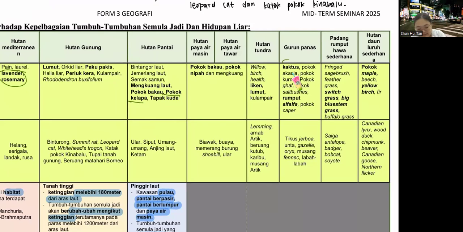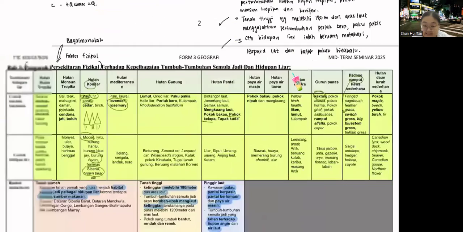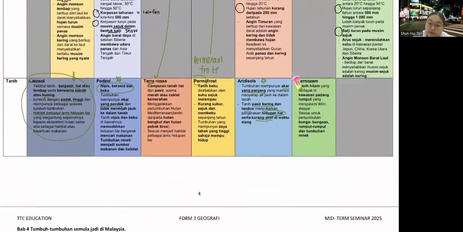Gurun panas, the one that already in your brain for a long time ago, cactus. All right. And then the left two, you need to remember a little bit. With the name rumput or the grass. Normally, I will remember in this way, lah, right? I hope that it's helped. But yeah, let's move on to the next one.